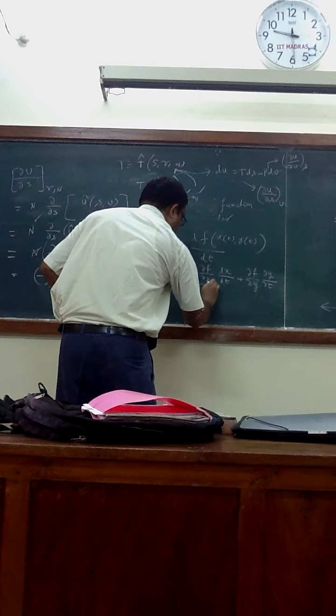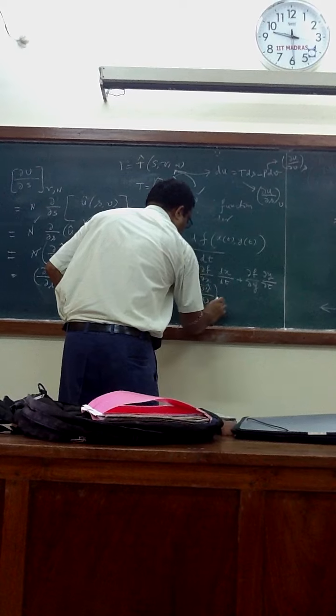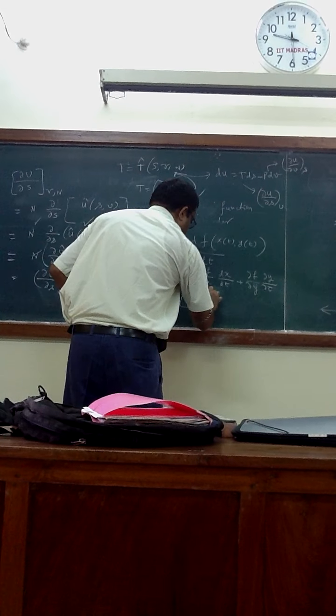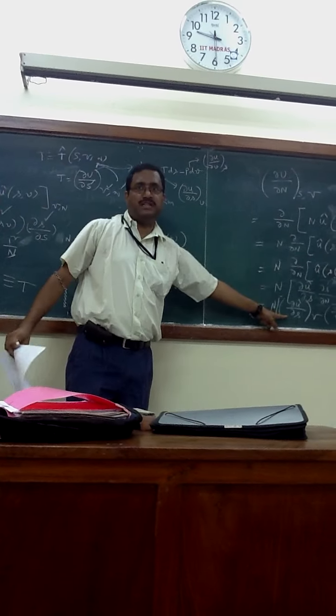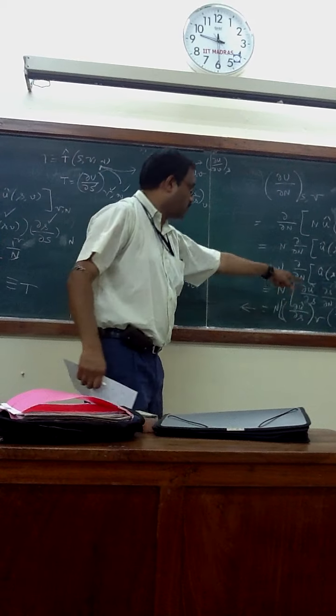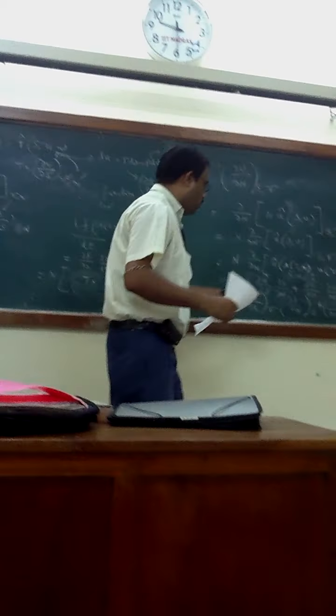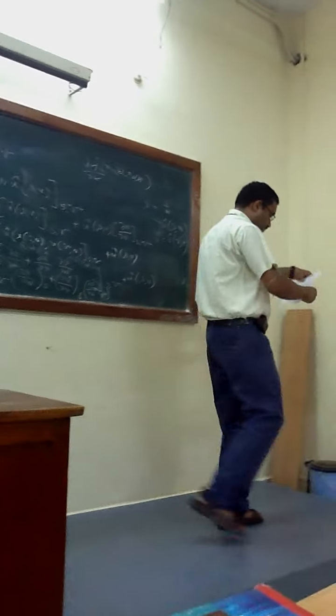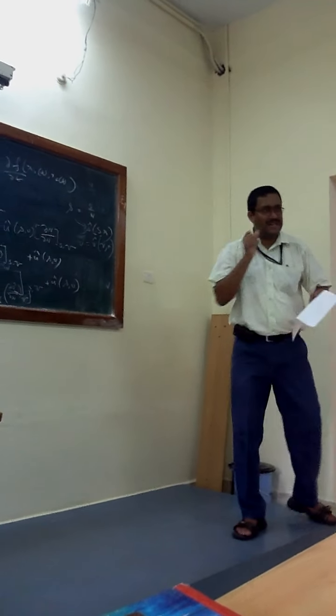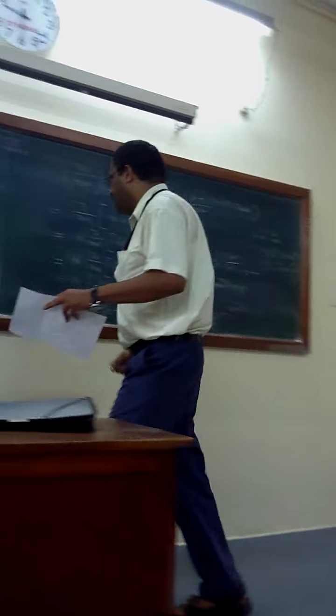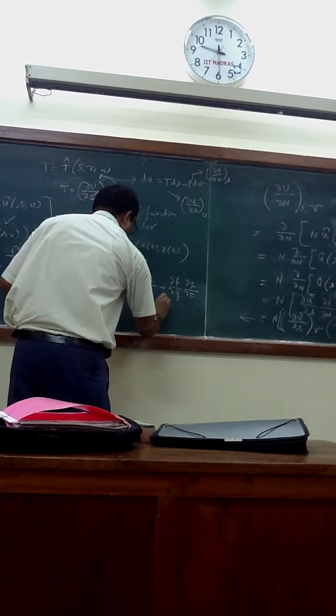dou u hat, dou S by V, it is already proved as T, right? Already proved as T. We have done it. Dou S by dou N at fixed S. How much is it? Minus S by N square, capital S by N square.